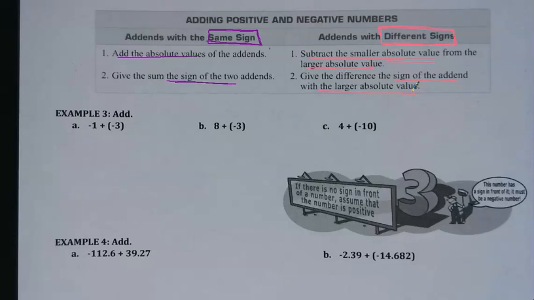Okay, so let's do A. A falls in the category of they have the same sign, so we add the absolute values. What's 1 plus 3? That equals 4. Then we give the sum the sign of the two. They both had a negative, so this is a negative 4.